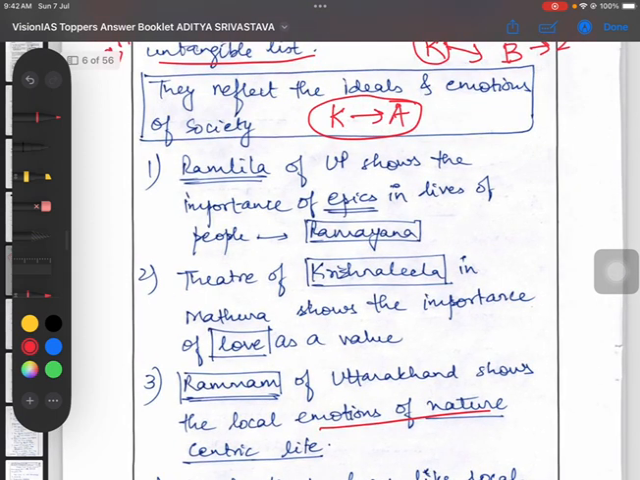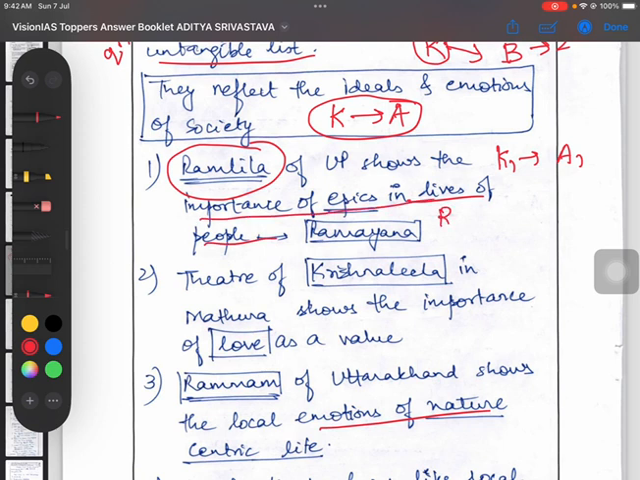Now let's see how the topper has made his answer. Here K1 is linked to A1. K1 is Ram Leela. He has taken a traditional theatre form as K1. Then A1 is the lives of the people, importance of epics. Emotions you can link to religion. Religion is becoming an emotion. Explicitly he didn't mention religion, but he could have. So he is linking one theatre form to an emotion called religious emotion. So this is the first point.